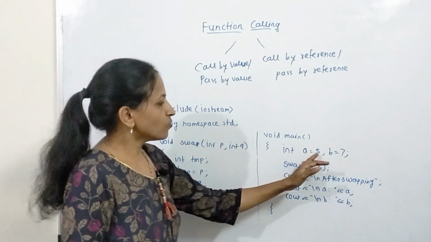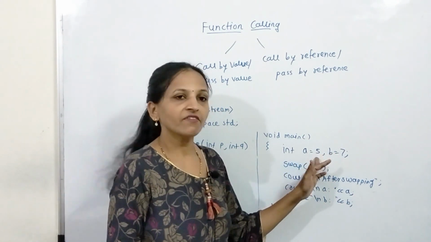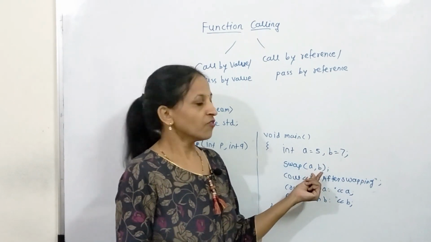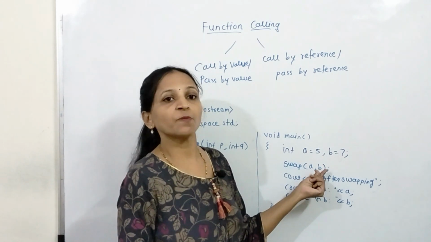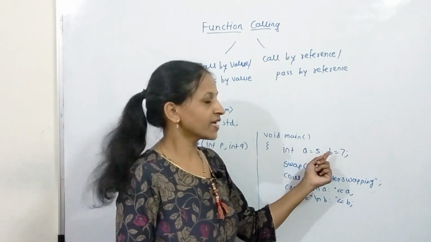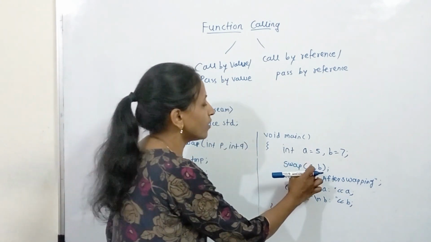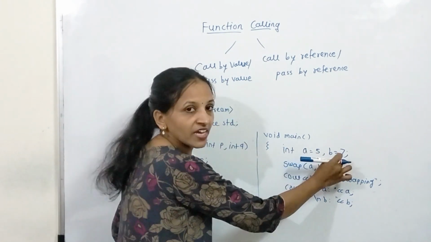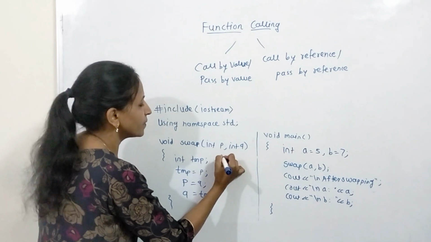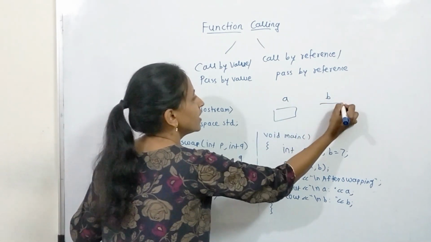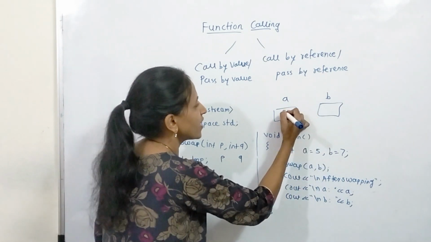See, here we have two variables, a and b, having values 5 and 7, and here we are just calling the swap function. Whenever we call like this, we are passing the values of a and b. That's why here we are using the call by value technique. Now a and b values, that is 5 and 7, will get stored inside p and q here. See, a and b are in memory, having values 5 and 7.